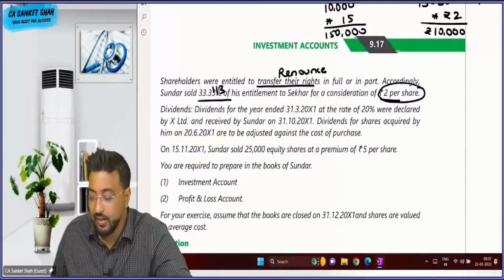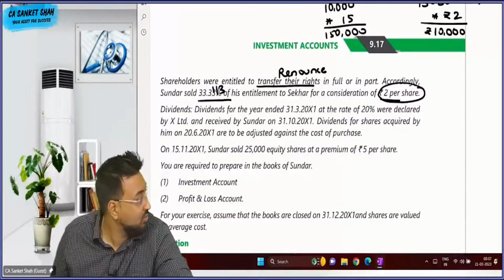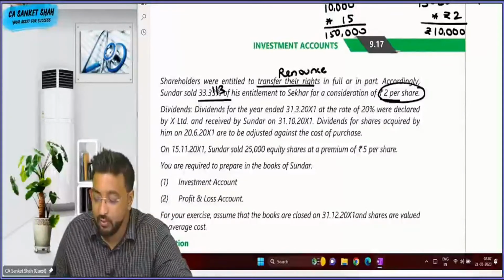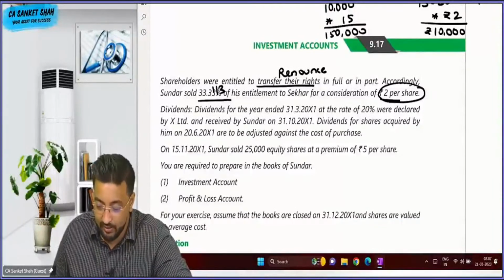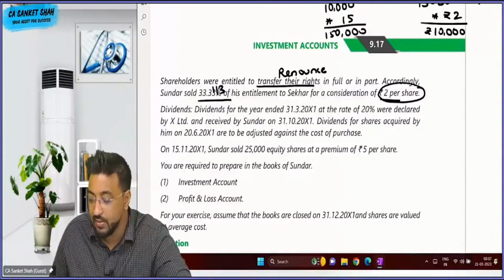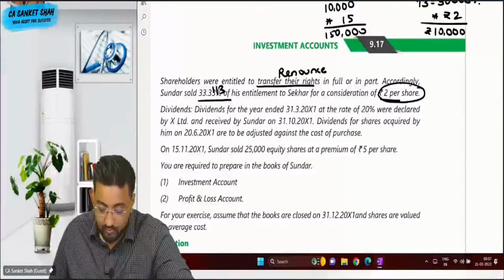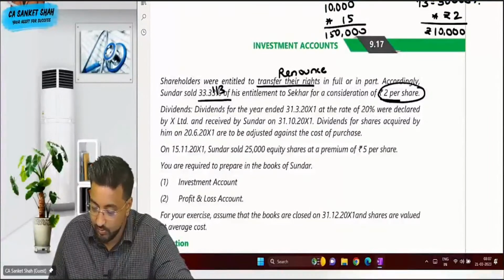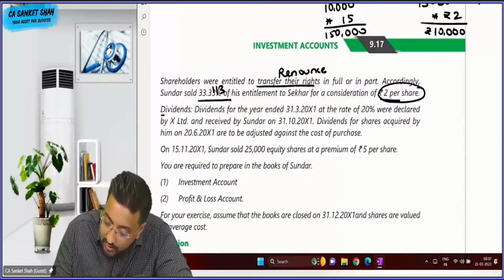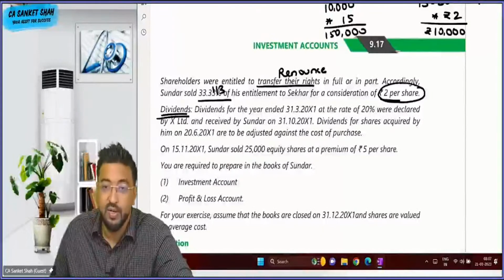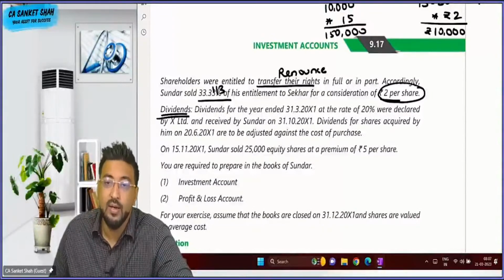Dividends for the year ended 31st March 2001 at the rate of 20% were declared by X Limited and received by Sundar on 31st October 2001. So here dividend is a very important adjustment. Dividend adjustment is very important. For the year ended 31st March 2001 at the rate of 20% were declared by X Limited.